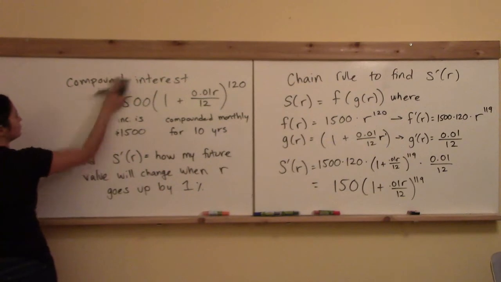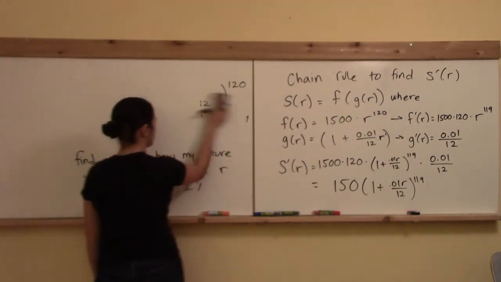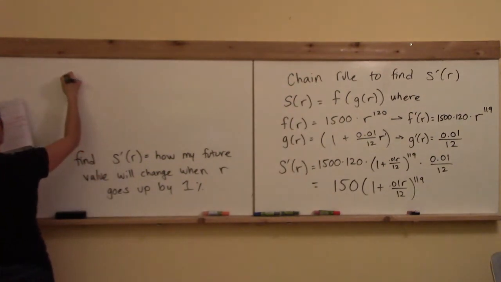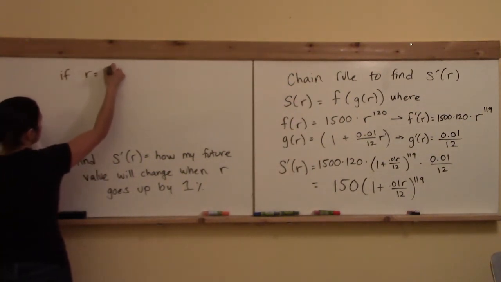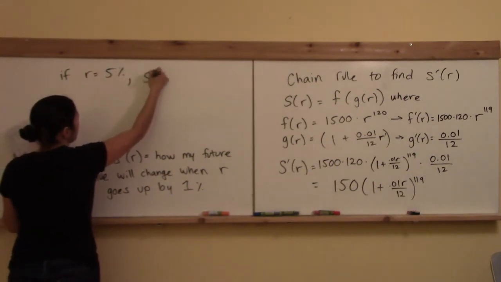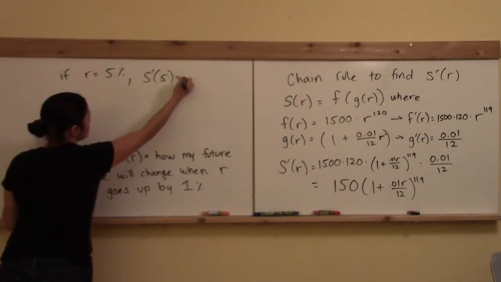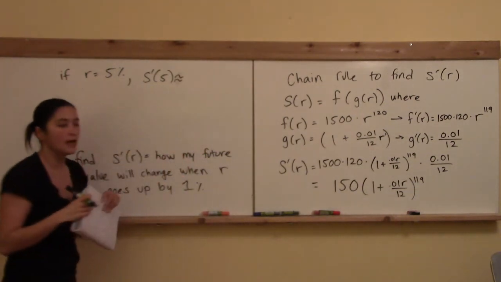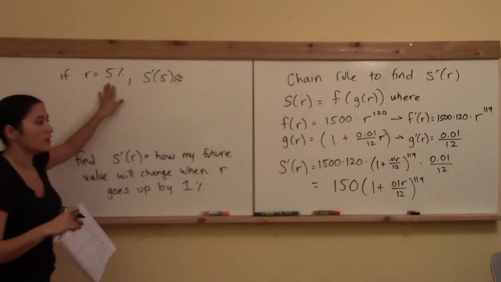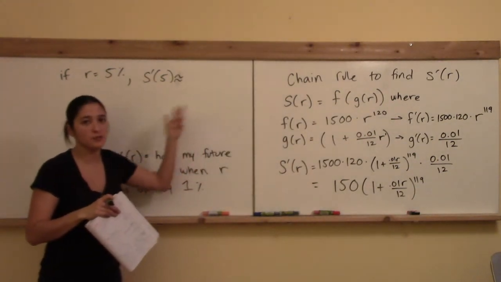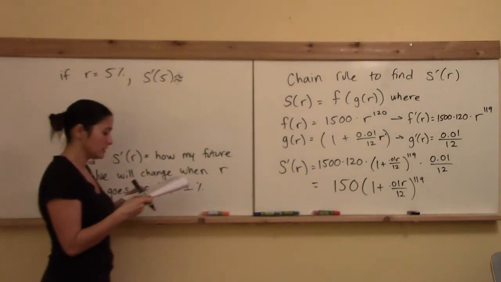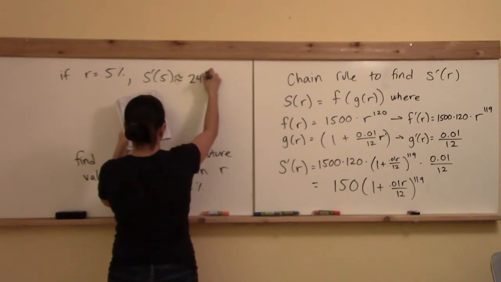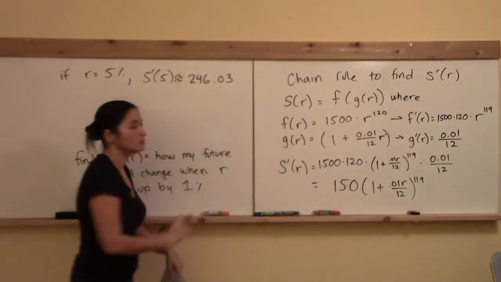Now let's evaluate the derivative at a couple spots, and then we can use our interpretation to get the meaning out of that. Let's say what happens if r is currently 5%, then s prime of 5 is what? Approximately, because you're going to need to round this. So why don't you go ahead and plug in the number r equals 5 right here and see what you get. Round that off to 2 decimal places. Then we'll interpret that value. Okay, so I got 246.03 to 2 decimal places.